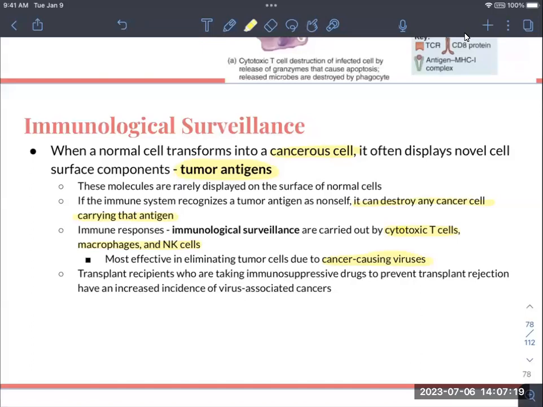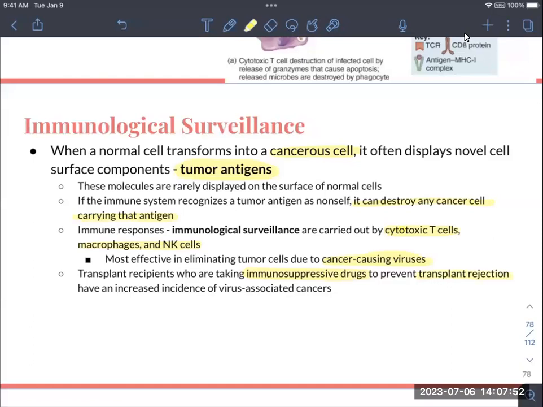It may happen that somebody's had an organ transplant. What happens when somebody has an organ transplant is they have to take immunosuppressive drugs. These immunosuppressive drugs prevent their immune system from coming in and attacking this new organ that was just put into their system. That is what's called transplant rejection. They're trying to prevent that by giving them these immunosuppressive drugs.